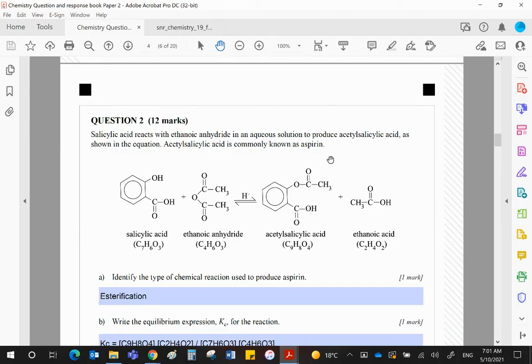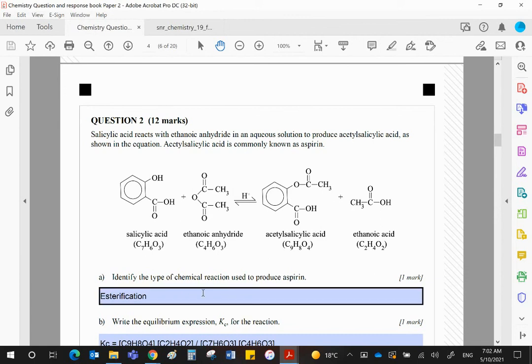Okay, so we have a reaction to produce aspirin from salicylic acid. You've probably never heard of that stuff before. It doesn't matter. It's not going to be tested. It's just they're giving you the equation for the manufacture of aspirin. And as you can see, it's reversible. H plus ions required for the forward reaction.